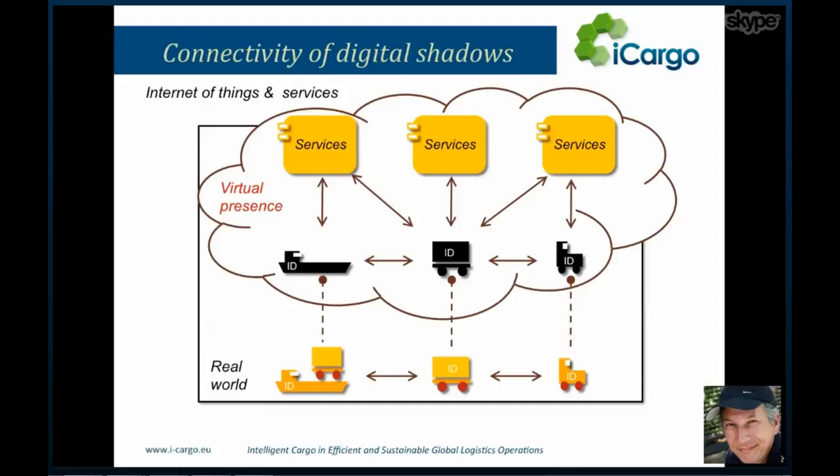So instead of trying to connect each container, each vessel, or each wagon to each other, which is a very difficult task because there is a huge diversity in hardware and protocols, we upload all the information to the digital shadows. These digital shadows live on the internet, and it's much easier to exchange information between the shadows than trying to connect unknown devices to each other.